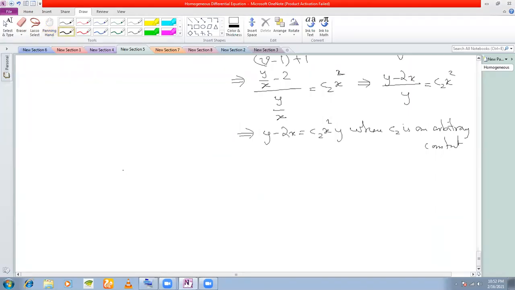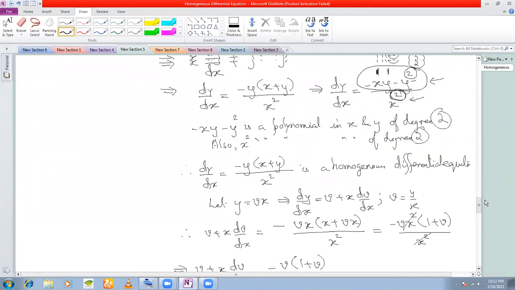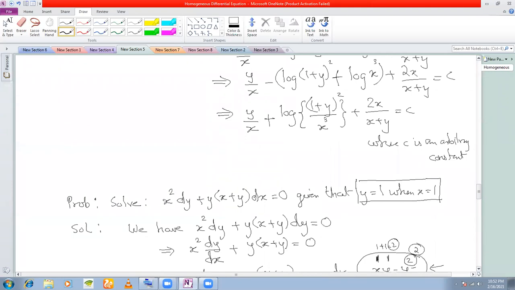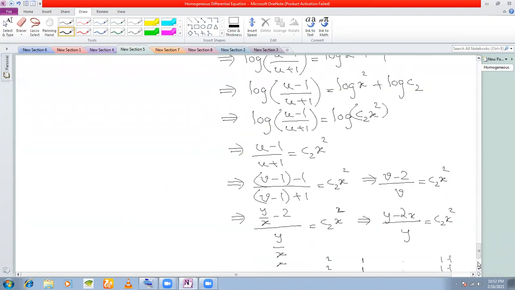So we say, therefore, y minus 2x is equal to c2x square y is the general solution of the given differential equation. Okay. So now, what is the boundary condition given here? The boundary condition, so in order to find a particular solution, the boundary condition is y is equal to 1 when x is equal to 1. So we put this in the general equation.